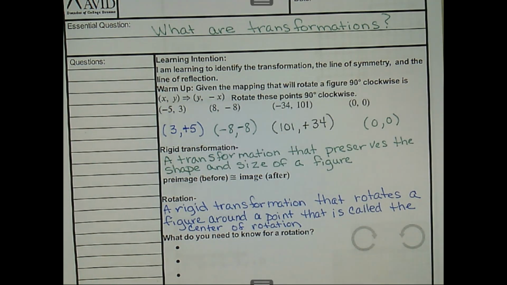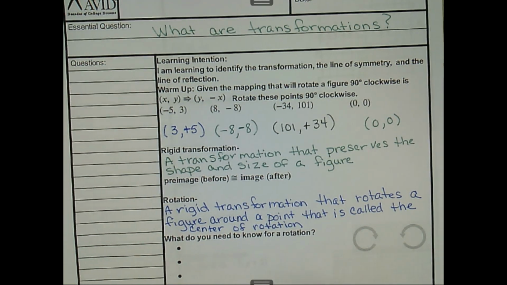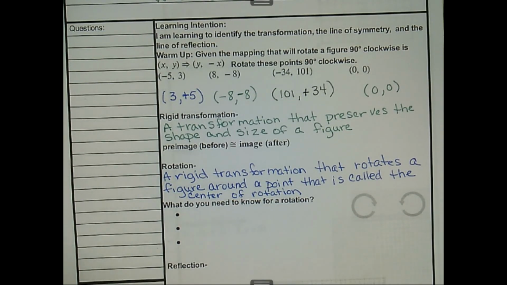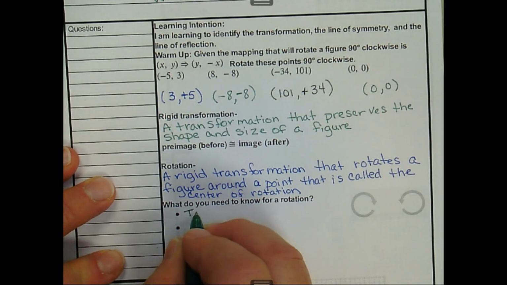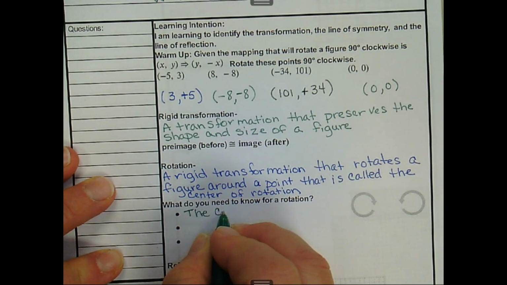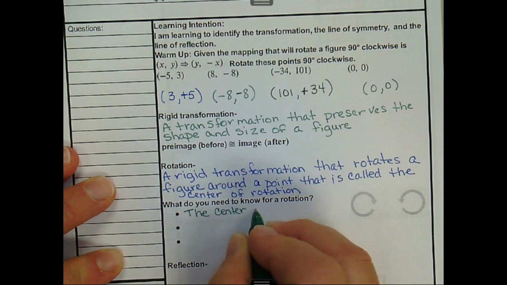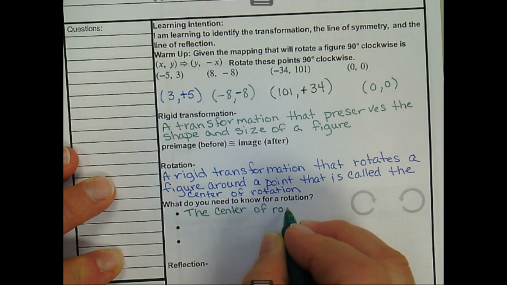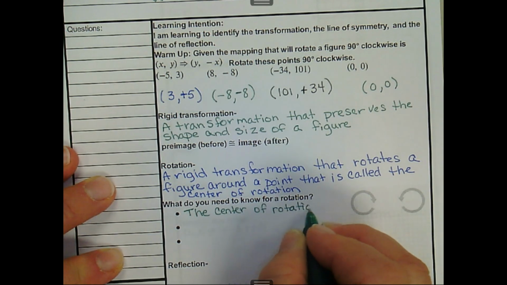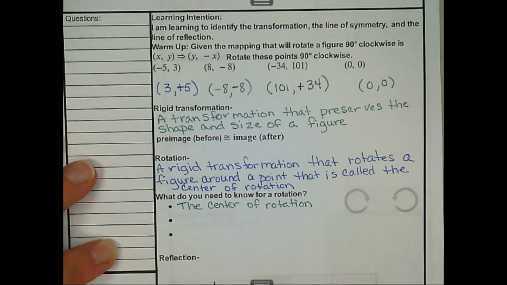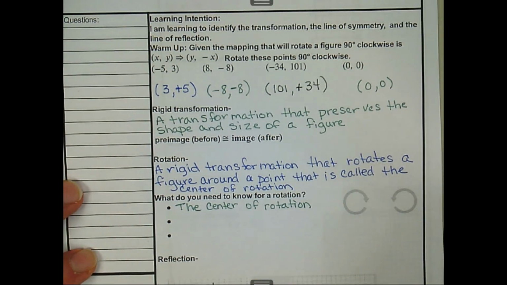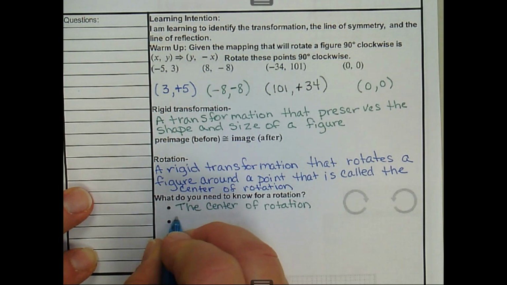If you're going to do a rotation, there are three things you have to know to be able to do it. First of all, you need to know where the center of rotation is. Because if you don't know what you're rotating around, how do you know when you got there? Number two, how many degrees are you rotating? The number of degrees of rotation.